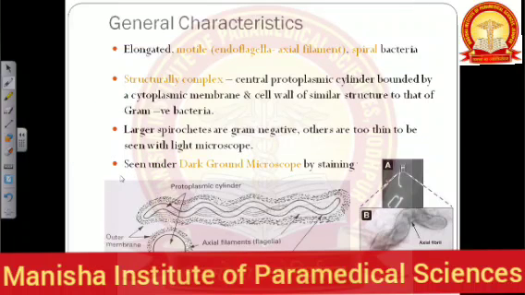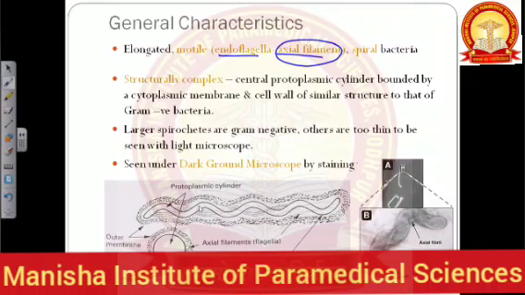Now come to the general characteristics. They are elongated, motile. We've already talked about that. And they have what we call intracellular flagella or endoflagella, right? Because the flagella originates inside the cell and travels through the cell inside the cytoplasm. This flagella is also called an axial filament, right?